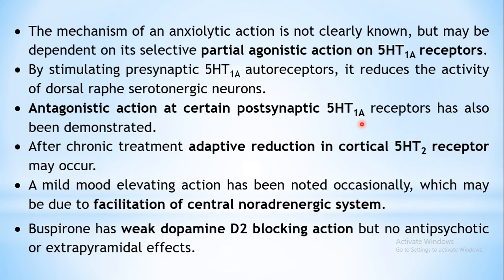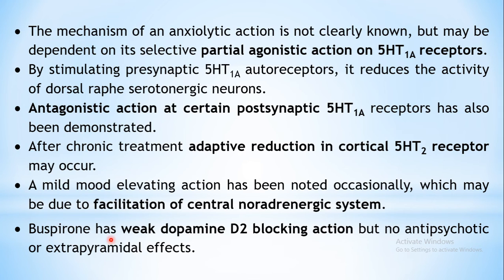Apart from that, chronic use of buspirone may result in adaptive reduction in cortical 5-HT2 receptors. There are several subtypes, and the 5-HT2 subtype of cortical receptor will show adaptive reduction, meaning a reduction in the number of receptors. Then there is facilitation of certain central noradrenergic system, meaning your adrenergic, sympathomimetic system, so that is facilitated. Because of this, a mild mood elevating action may be seen.